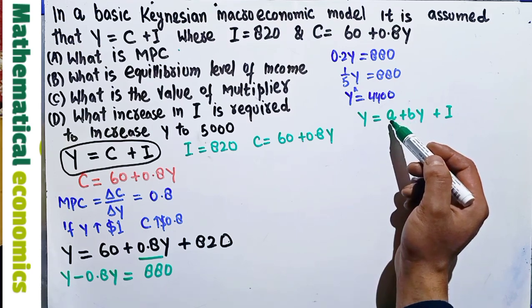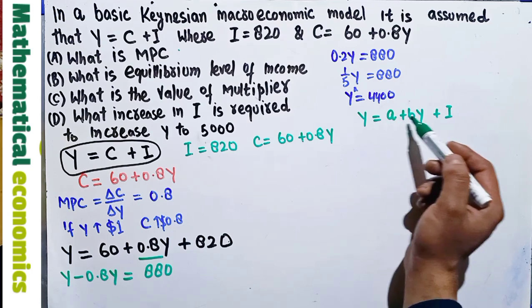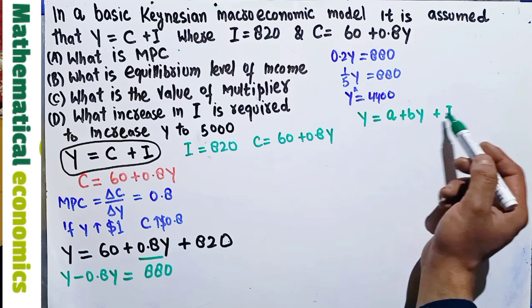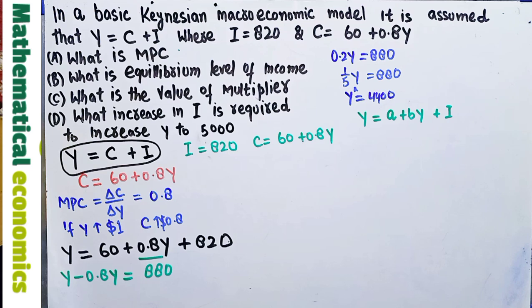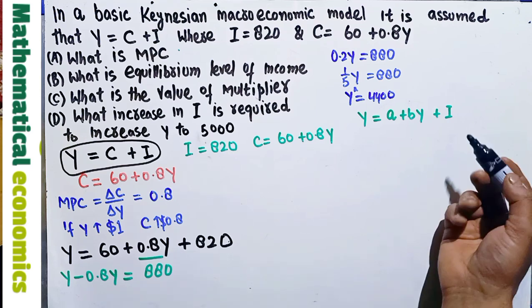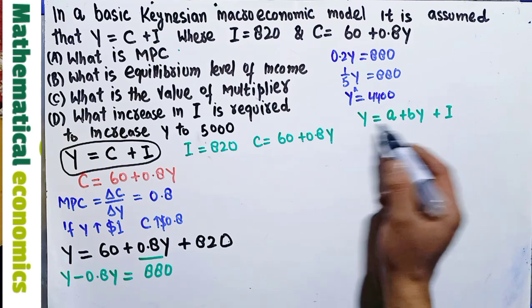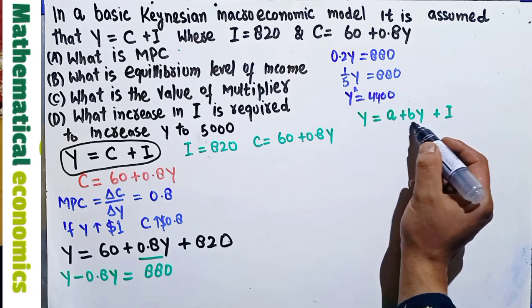A denotes the autonomous consumption when the level of income is 0. B is the marginal propensity to consume. Y denotes the income, and I is the autonomous investment here. Solving for Y, that means transposing this term here.